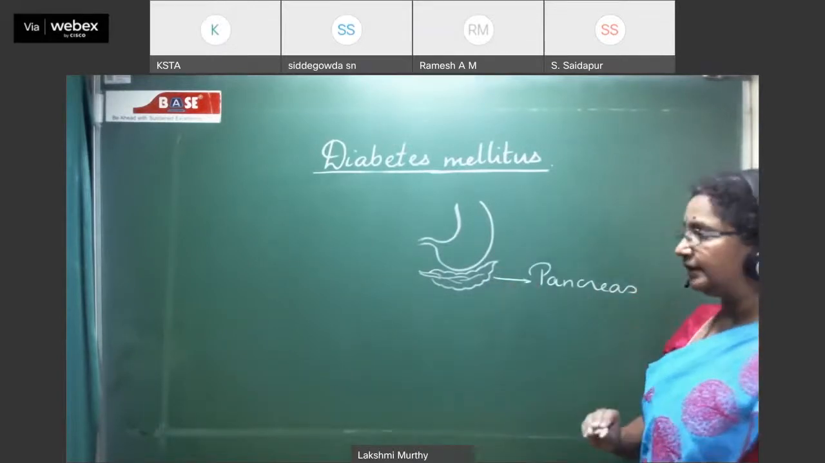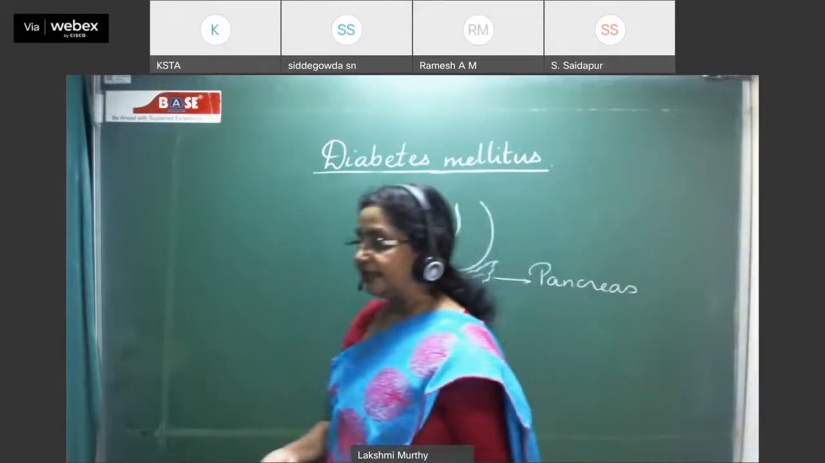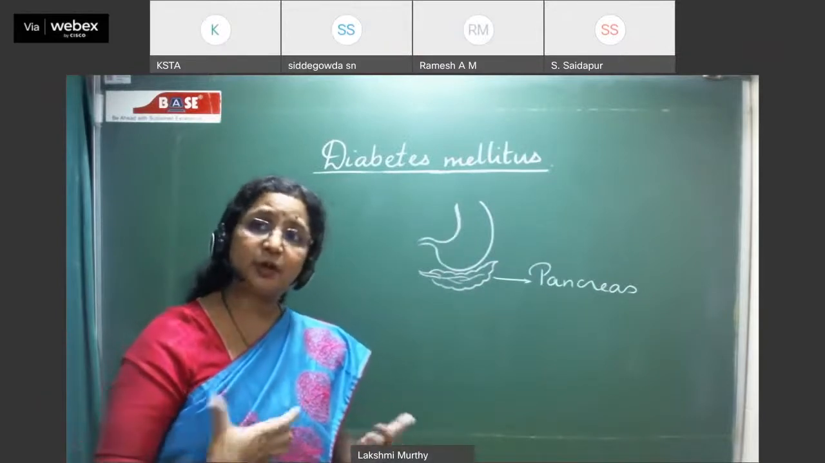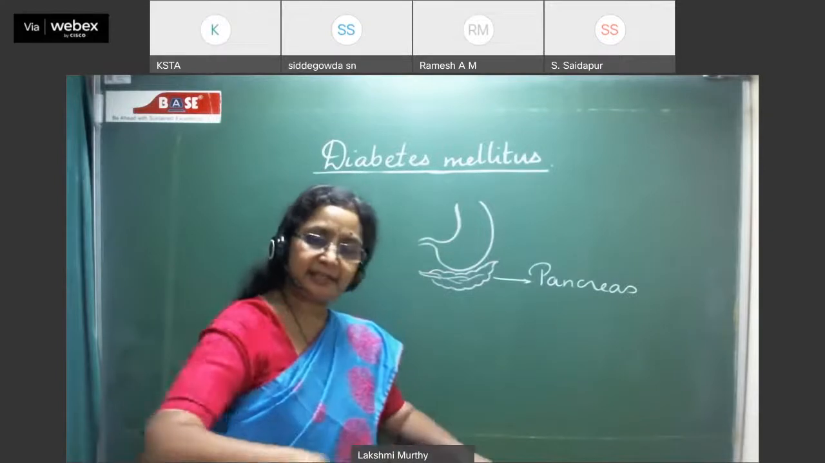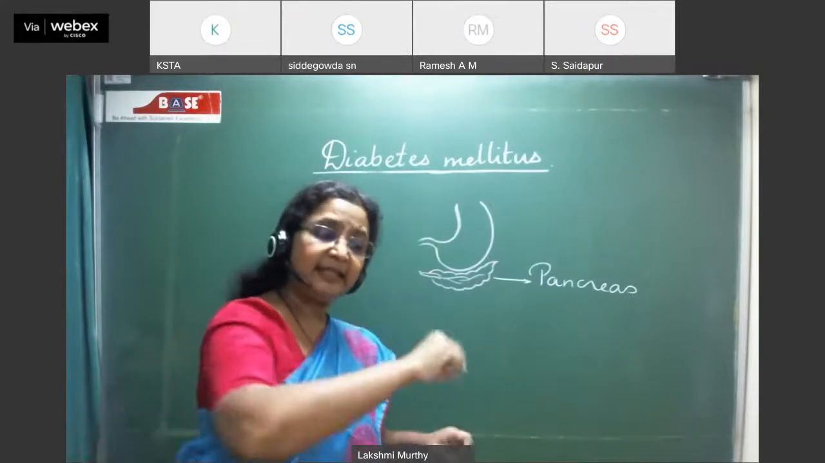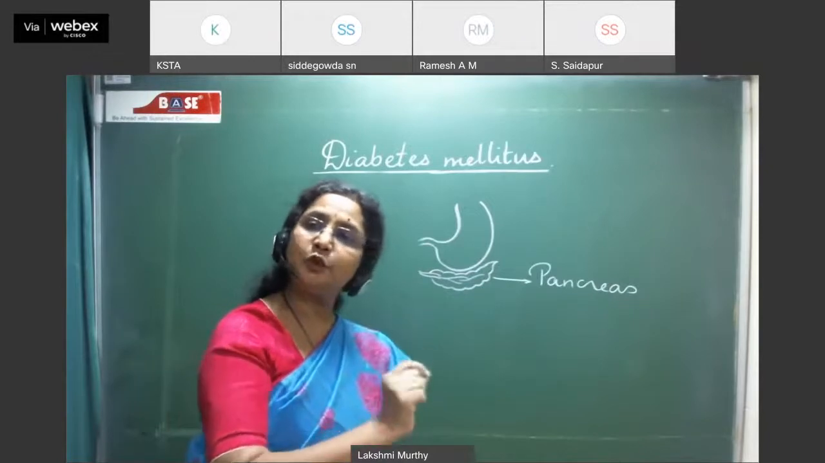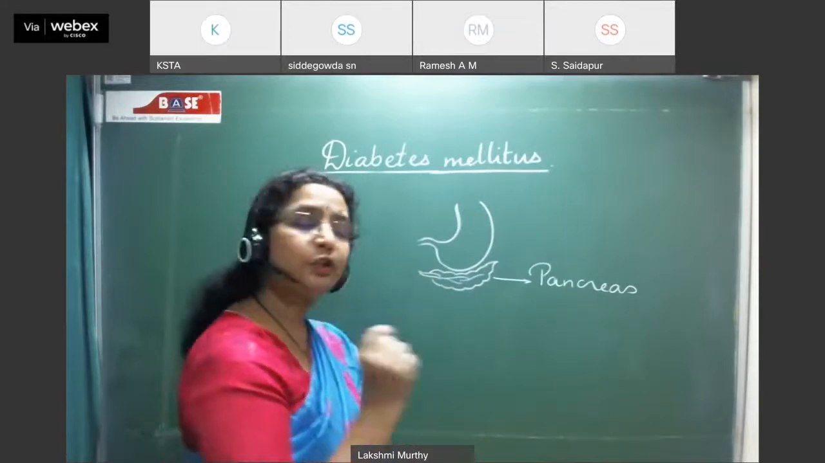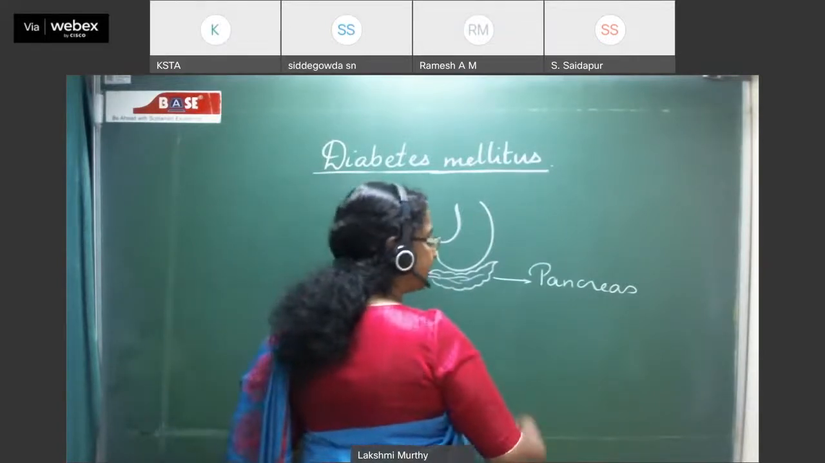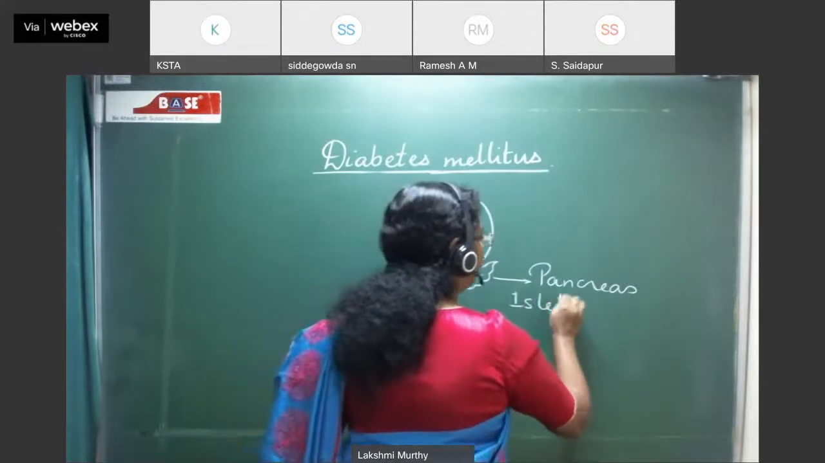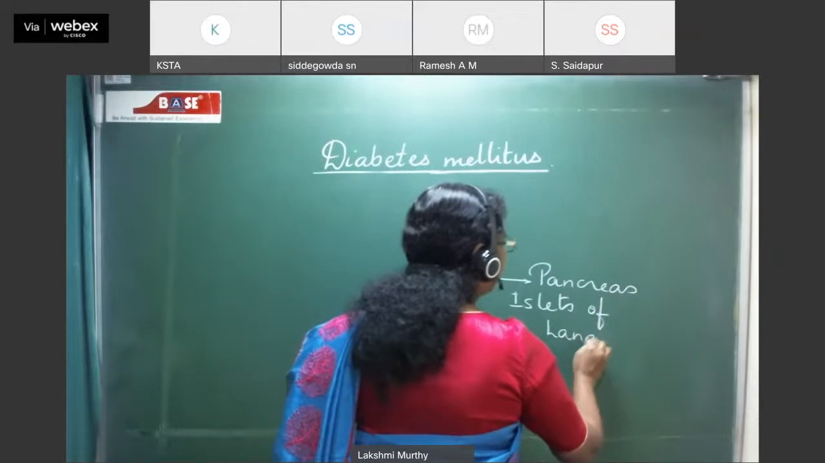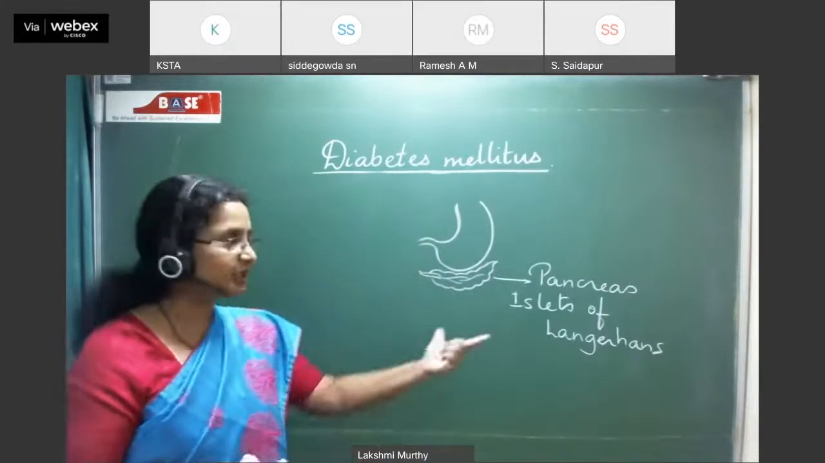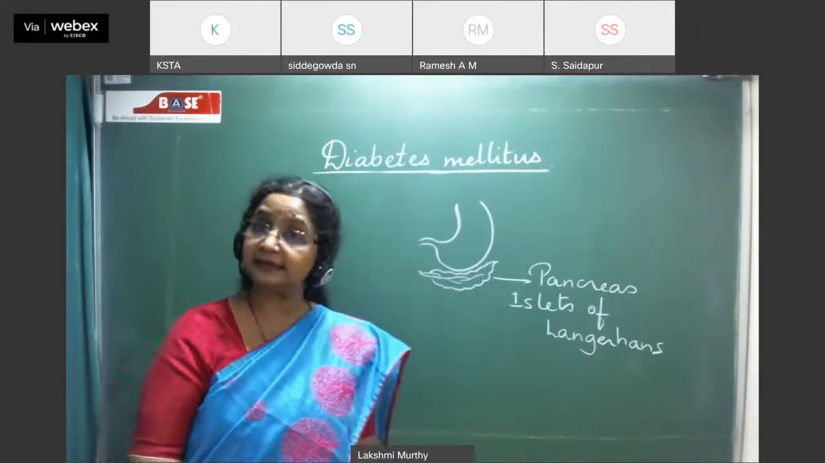When you take a section of the pancreas, you are going to notice small little groups of cells embedded among the exocrine part of the pancreas. The exocrine part is well spread, and in it you will notice these small groups of cells embedded. Those small groups of cells located in the pancreas are called islets of Langerhans. Islets means small islands. They look like tiny islands in the exocrine part, named after the person who discovered them.